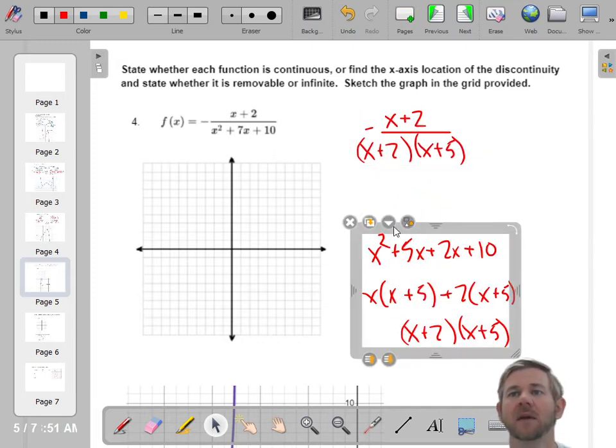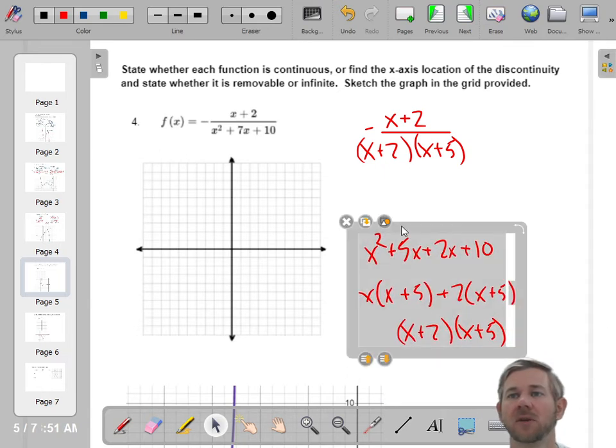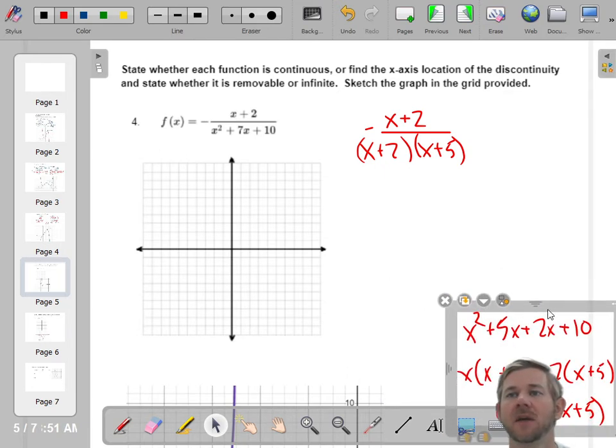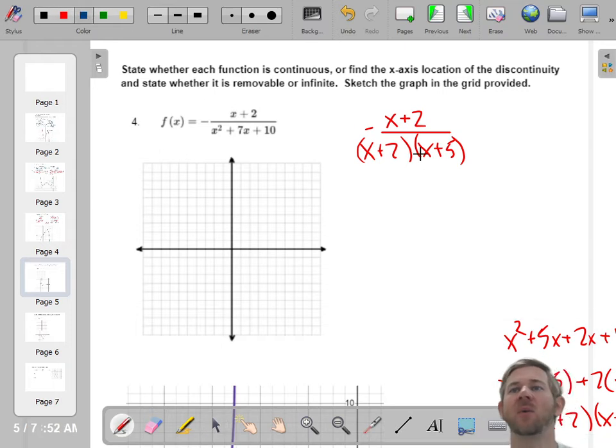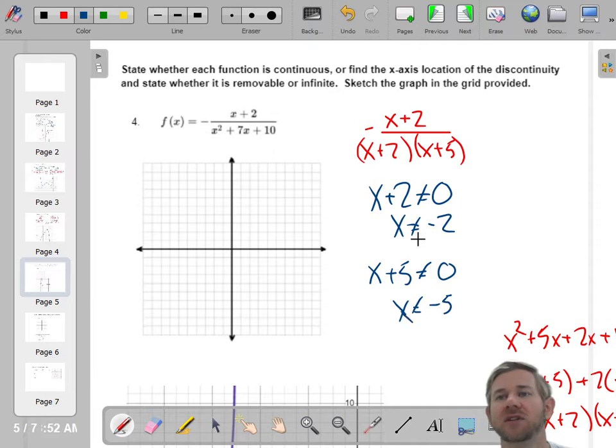Okay? Get that out of the way. Whoa, what happened? You want to come along 2 parentheses? There you go. Okay. So I got the denominator factored. Now I want to know where these would equal 0 because that's how you break a function. You can't divide by 0. So I got to say, when does x plus 2 equal 0? Because that can't happen. And when does x plus 5 equal 0? Because that can't happen. And that happens at negative 2 and negative 5. If you subtract 2 on both sides, you get negative 2 or negative 5.